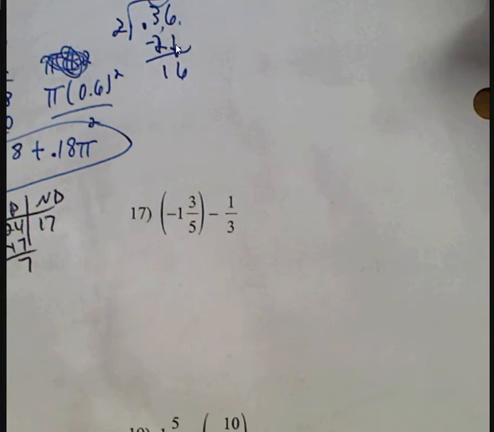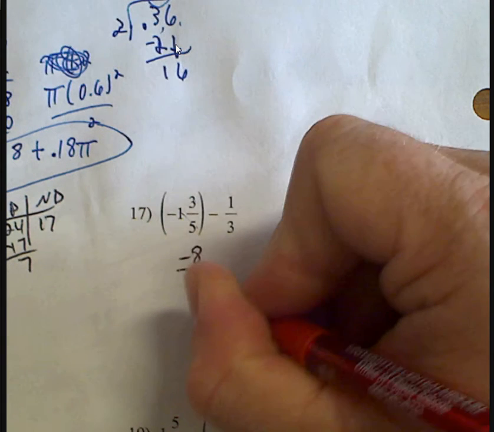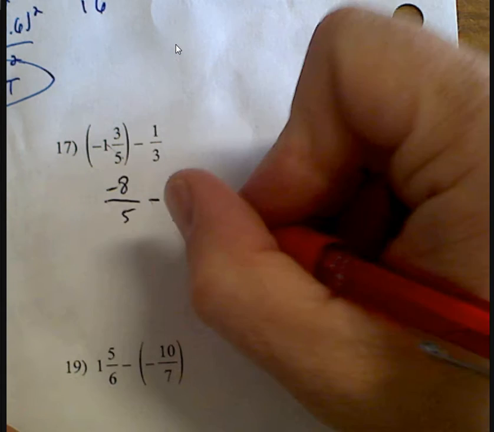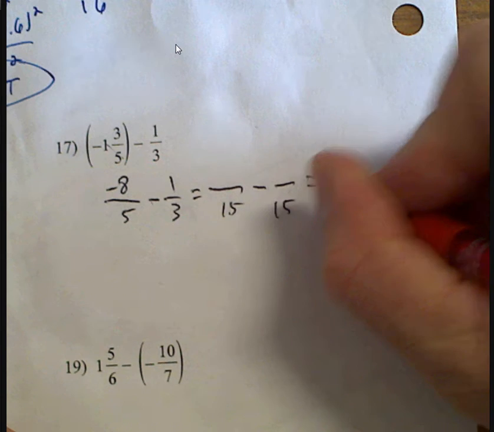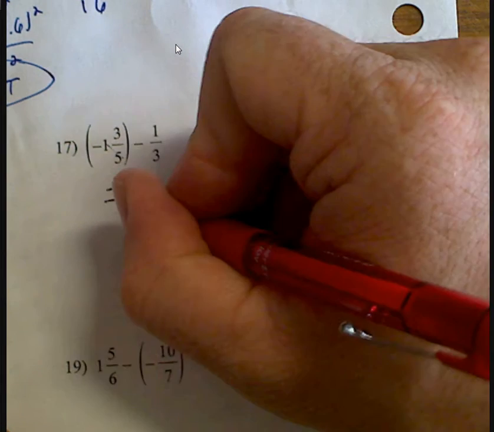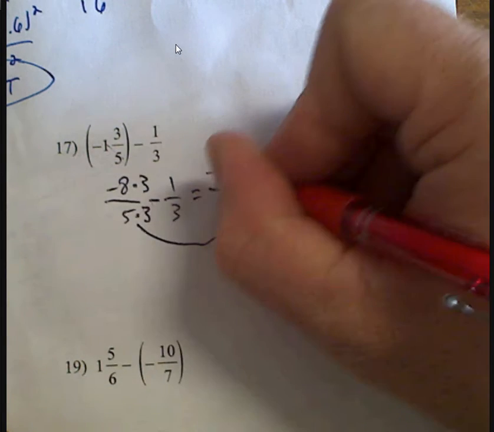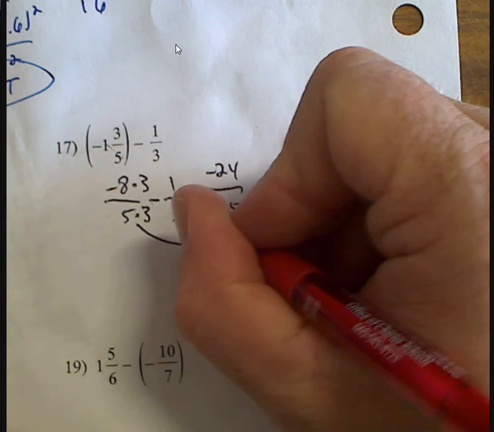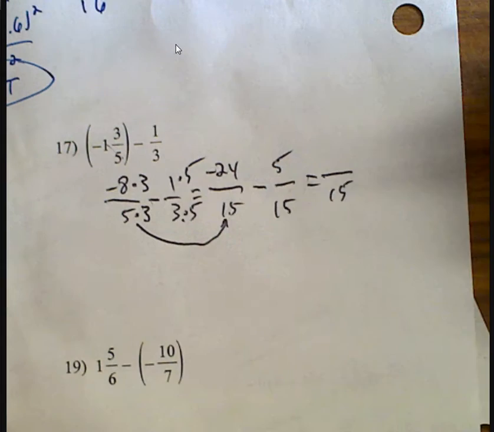Number 17. That's 5 plus 3 is 8, so negative 8 over 5 minus 1 over 3. Common denominator is 15. So something over 15 minus something over 15 equals something over 15. 5 times what gave me 15? 3. So that would give me negative 24. 3 times what gives me 15? Times 5. 1 times 5 is 5.